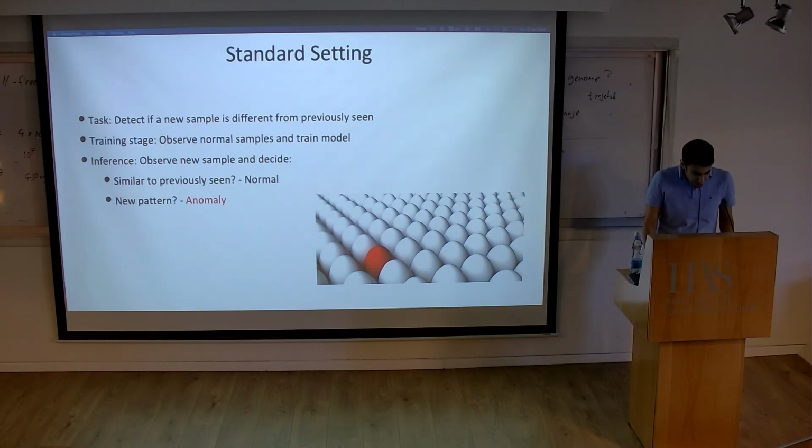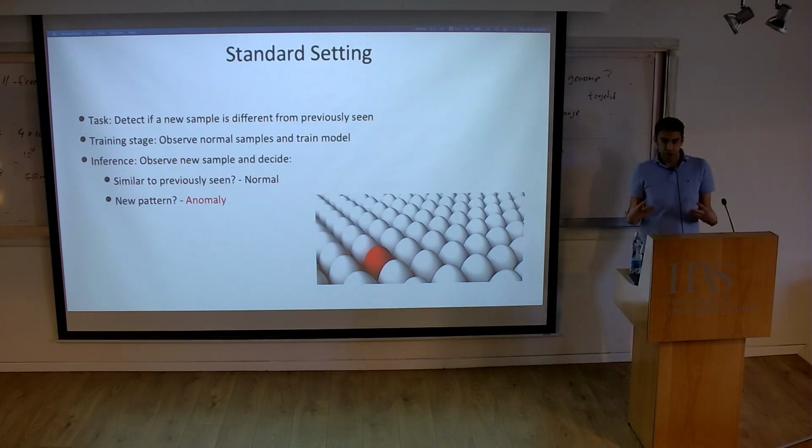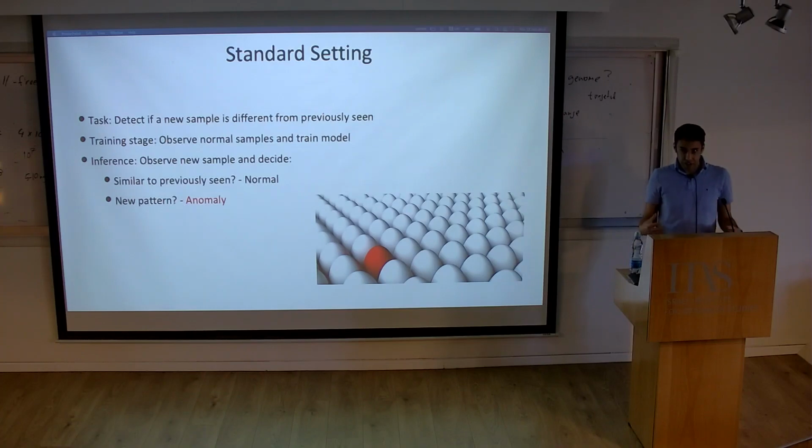So let's just formulate this a little bit more precisely. The task is, we have a collection of samples, and our task is to detect if a new sample is different from those that we've seen before. Now, this isn't the entire formulation, because it needs to be different in a way that we find semantically interesting. And this is where it becomes difficult.